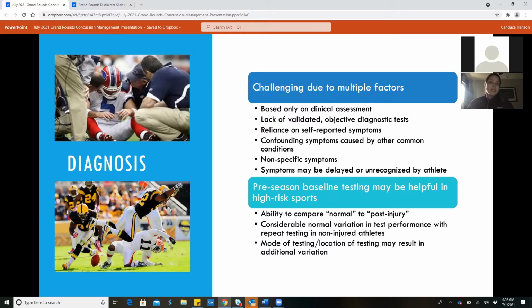There are very non-specific symptoms. These symptoms can be delayed or unrecognized by the athlete themselves, or unrecognized by those around them, as well as being part of the concussion cascade. And the symptoms definitely can be represented through other syndromes, and we can just term them to be part of an athlete's personality or what have you.